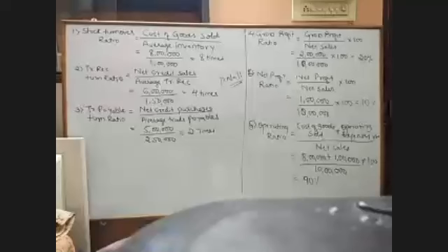And the sixth one is net profit ratio, and the formula is net profit divided by net sales into 100. The net profit is 1 lakh divided by 10 lakh into 100, which means it is 10%.